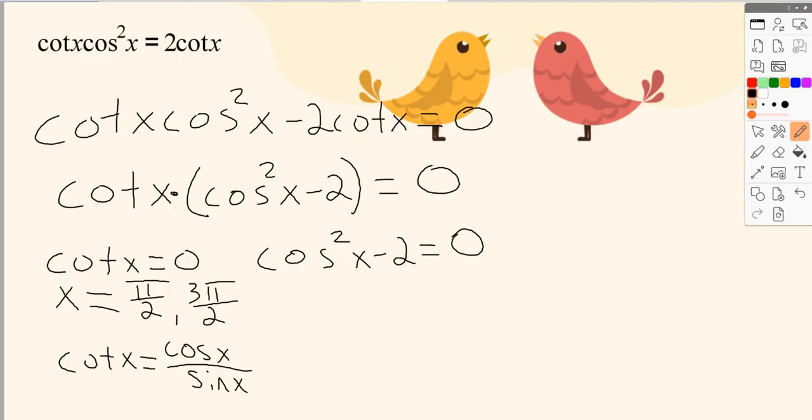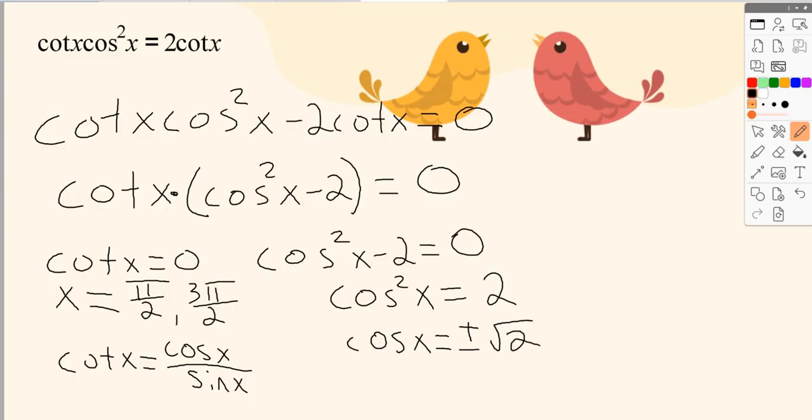So what do we want to do first here? Add 2, and then square root. What do we have to make sure we add there? Plus or minus. So we get plus or minus the square root of 2. Is the square root of 2 on our unit circle? No. Square root of 2 over 2 is on our unit circle, but just the square root of 2 is not.